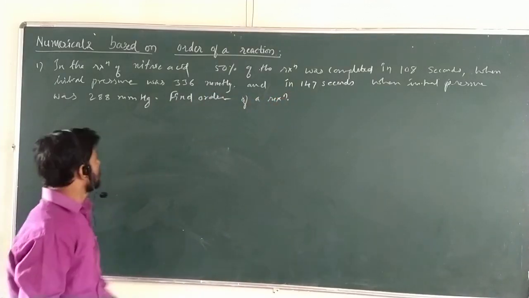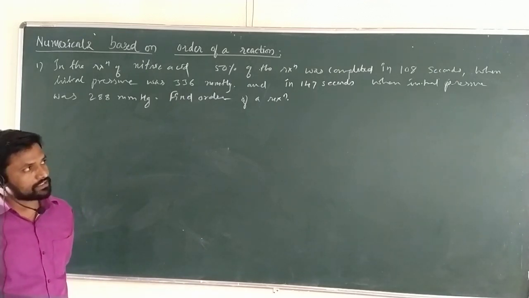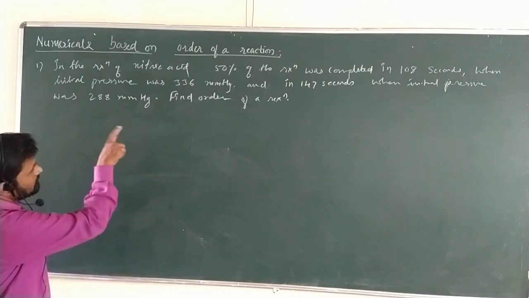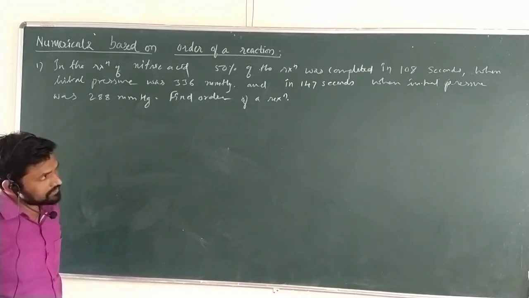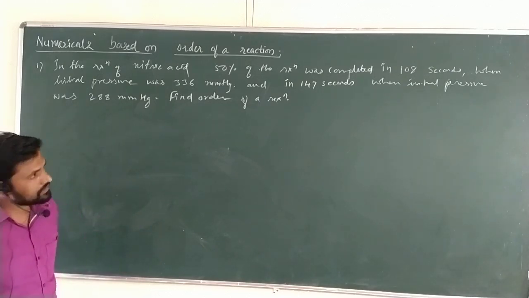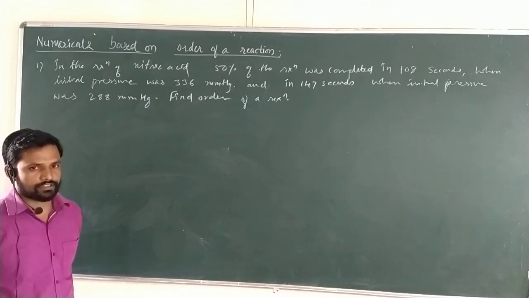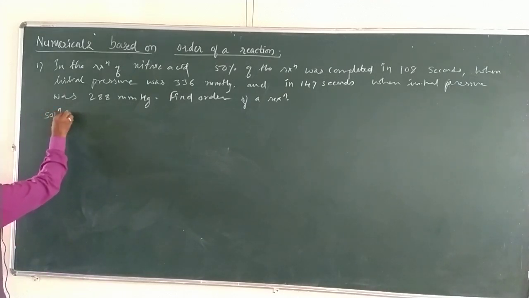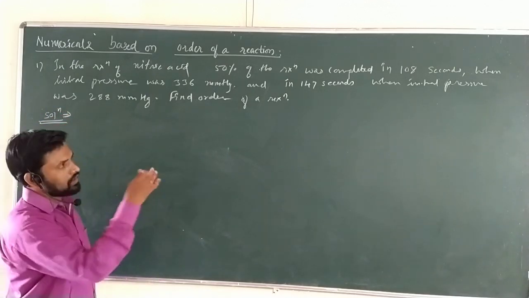Now see, in the reaction of nitric acid, 50% of the reaction was completed in 108 seconds when the initial pressure was 336 mmHg. In 147 seconds when initial pressure was 280 mmHg. Find the order of a reaction. What we have to do? What is the solution? We have to find the order. First, this is our target. We have to find the order of a reaction.